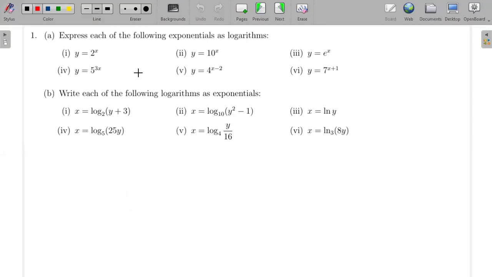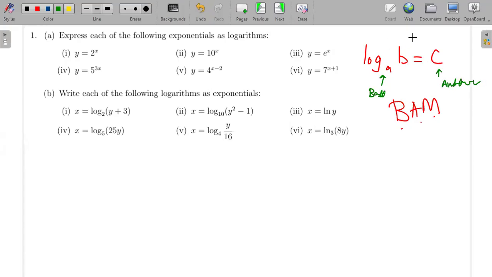Okay, so we said for us to convert from either form to the other, we're going to be using the mnemonic BAM. This BAM simply means base to the power answer is equal to what is in the middle. So when I write my logarithmic form, it will be log base A of B is equal to C. This A here is what we call the base. This C is what we're calling the answer. And this B here is what we are calling what is in the middle, between the base and the answer.